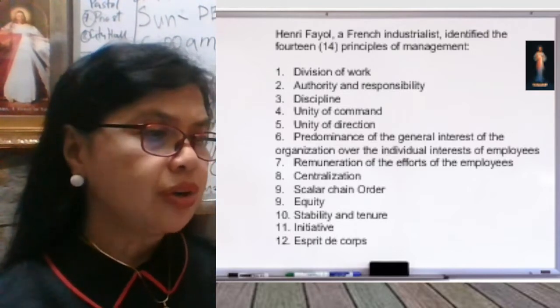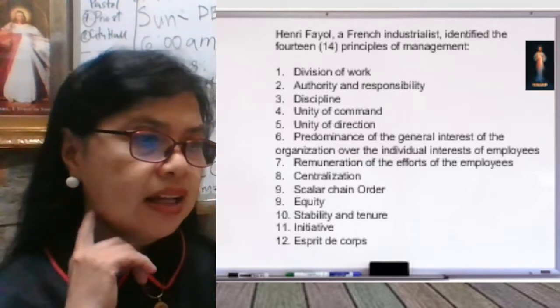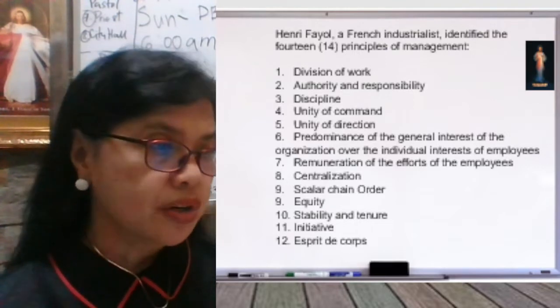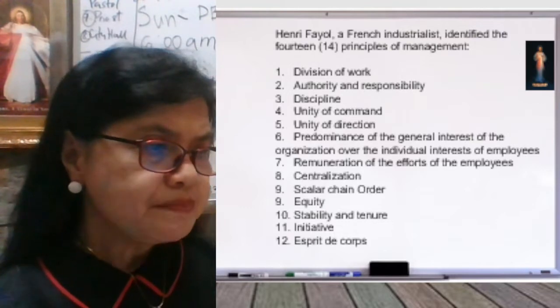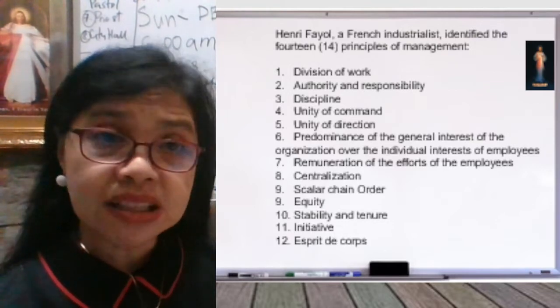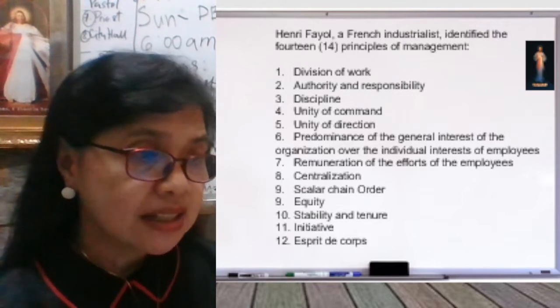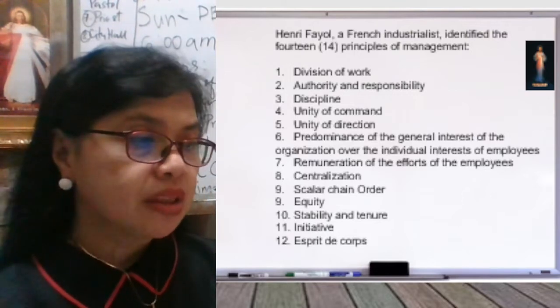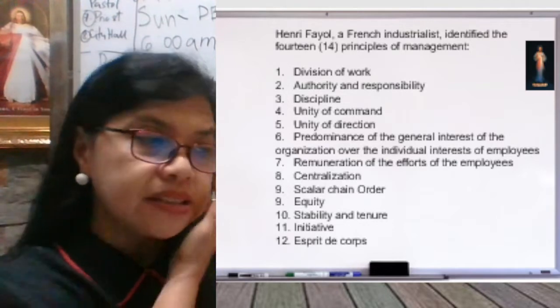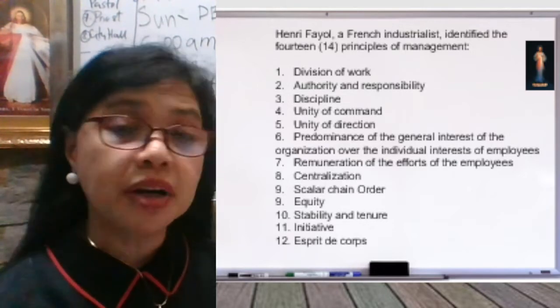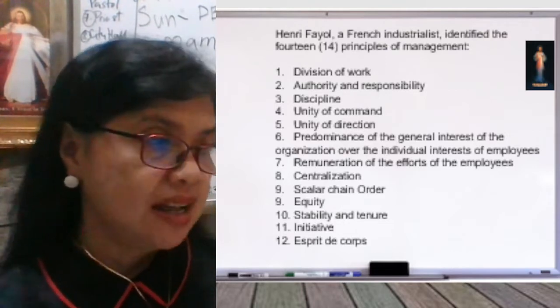Max Weber, also a German sociologist, introduced public administration and bureaucracy. According to him, bureaucratic structures allow for specialization of skills and enable workers with different skills, traits, and goals to work together and contribute toward performing a common task.